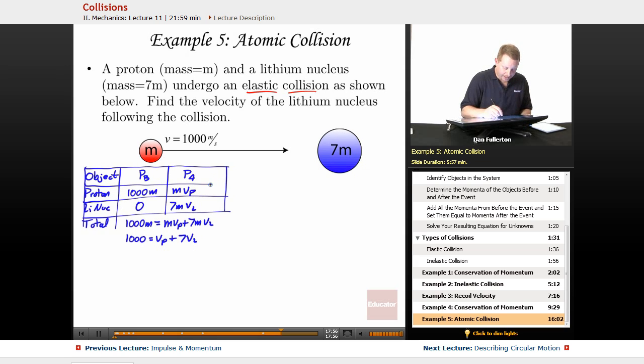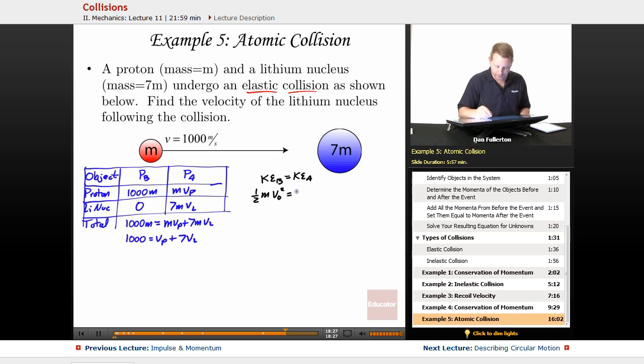Now we need to bring in that this is an elastic collision. That means that the total kinetic energy before the collision equals the total kinetic energy after the collision. And kinetic energy is 1/2 mass times velocity squared. So kinetic energy before, we have 1/2 times m times the square of its velocity. Let's call that V initial squared. That must equal the kinetic energy after.